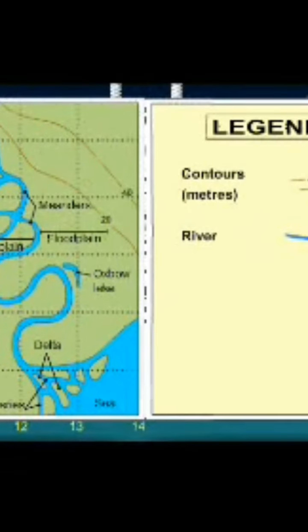On a topographical map, a river is represented by a blue line. An oxbow lake is represented by a blue line in the shape of a horseshoe near the river. A topographical map represents the physical features of a place in detail with the help of symbols and contours.